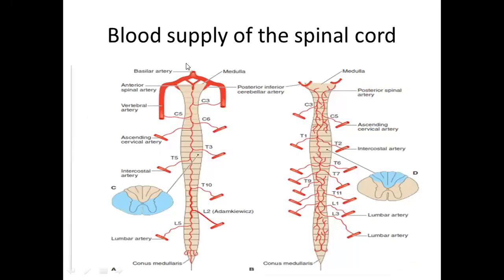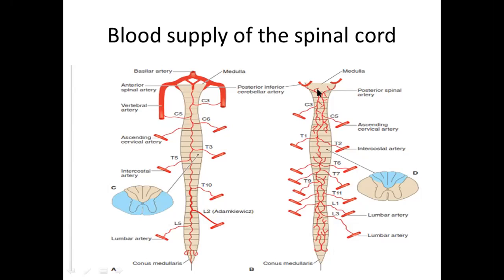So again, and lastly, the blood supply of the spinal cord. The blood supply of the spinal cord includes the anterior spinal artery, which is a branch of the vertebral artery. The anterior spinal artery supplies the anterior two-thirds of the spinal cord. Occlusion of this artery causes infarction of this area of the spinal cord, and we have a syndrome called anterior spinal artery syndrome that will be discussed in the lecture on the facts.